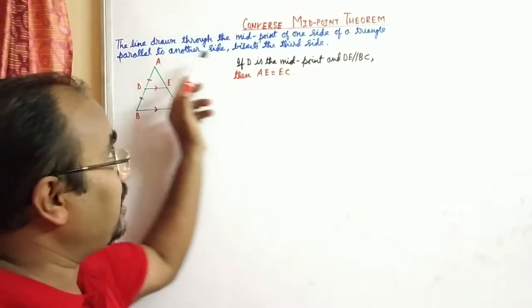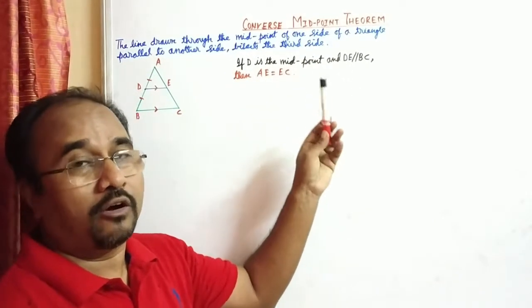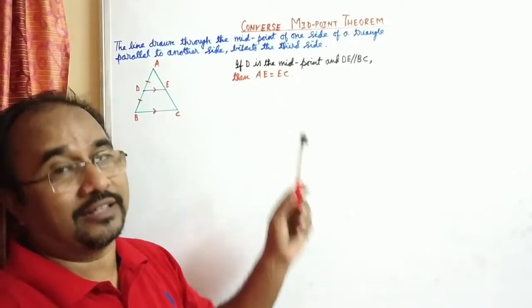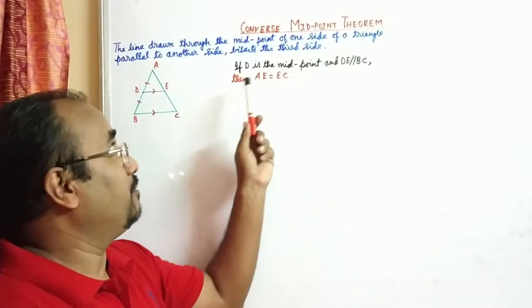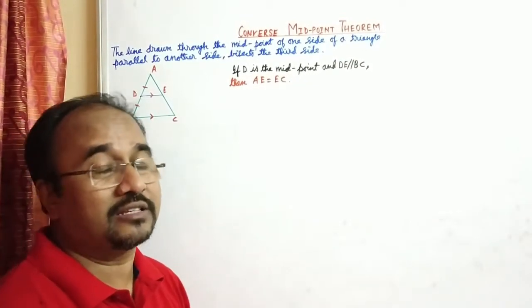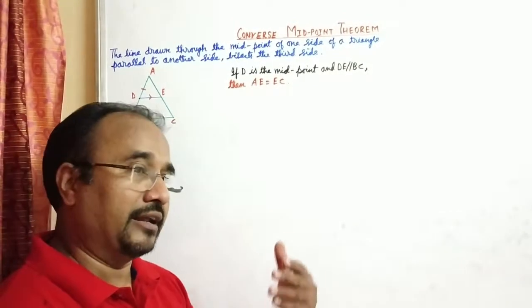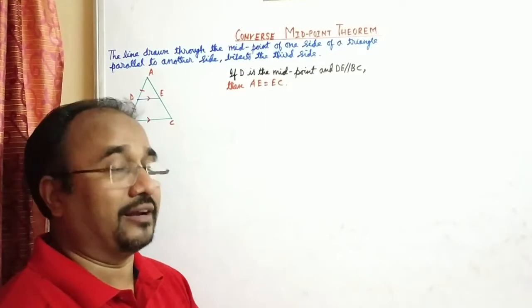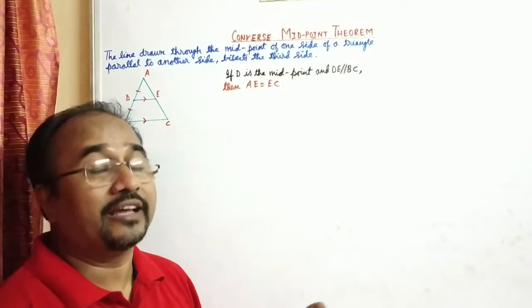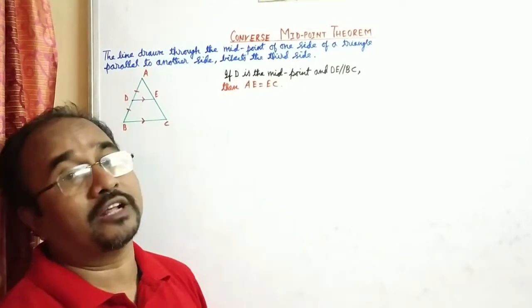It says the line drawn through the midpoint of one side of a triangle and parallel to another side, then it bisects the third side. So the information given is the midpoint of one side and a line drawn parallel to another side. Now the third side where the line will go and meet, it will be the midpoint of that third side.